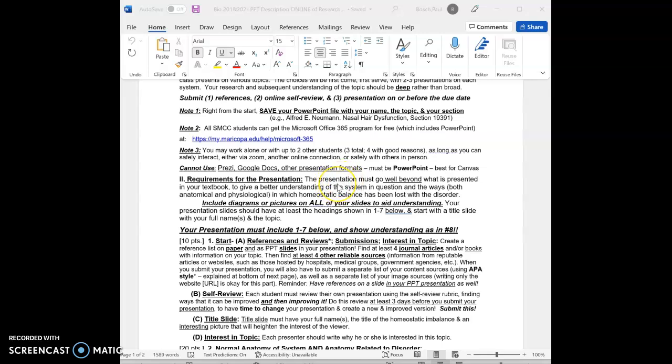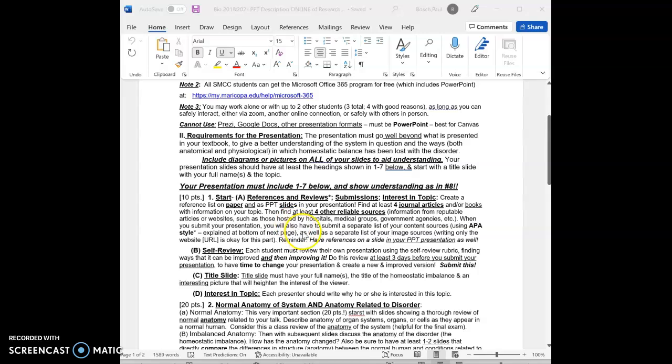Now, it has to be on PowerPoint. That's really the only system that works well on Canvas. So if you've used other presentation methods, that's fine, but not for this assignment. And if you don't have PowerPoint on your computer, you can get it for free by being a South Mountain student, and that's shown up here.